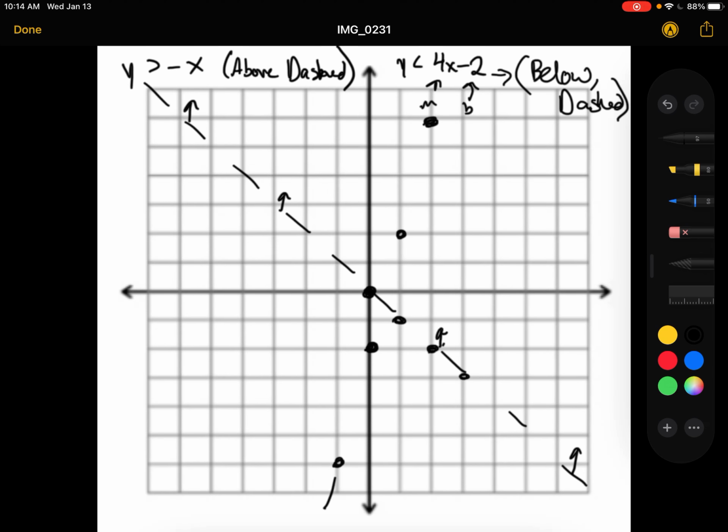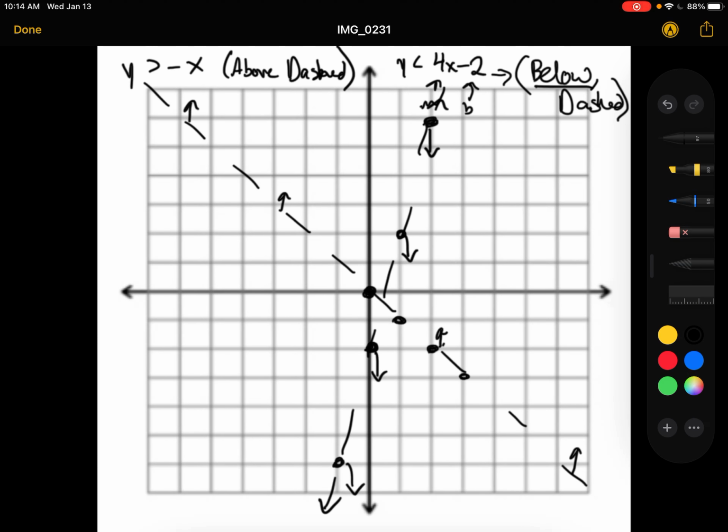Okay, so again, we are dashed. And this one, again, shading below. So find your point, and we're going to be shading directly below it. All right.